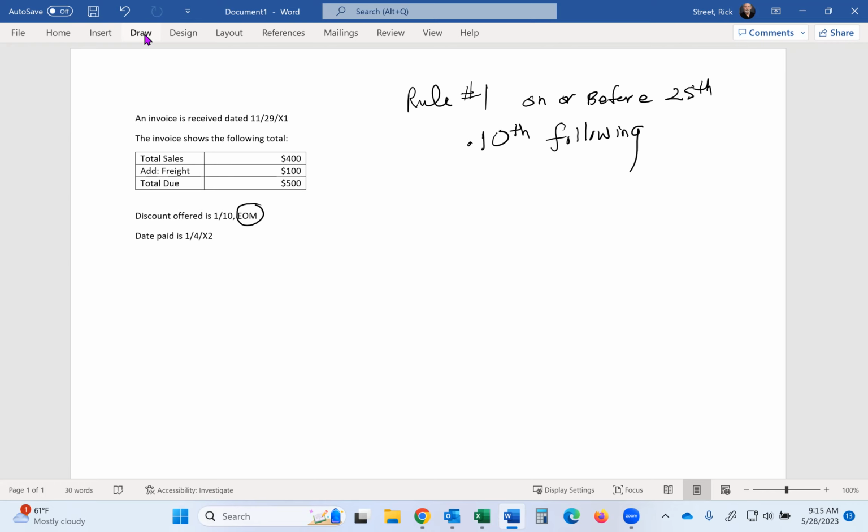So simply, if it's dated on or before the 25th of the month of May, then you have until the 10th of the month following, which is the 10th of June, to take the discount. So that would be the discount period.